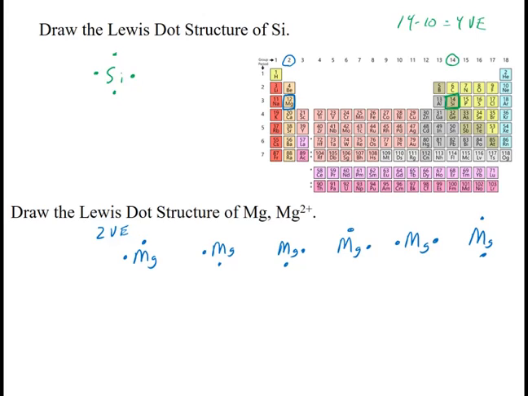Now, magnesium 2+. How do I get the 2+? Means it gave away 2 electrons. So I only have 2. So this one is magnesium. Whenever I have an ion, I have to put a box around it and say the fact that it's an ion with the charge on the outside. So that's magnesium 2+. There's only one answer for that one.